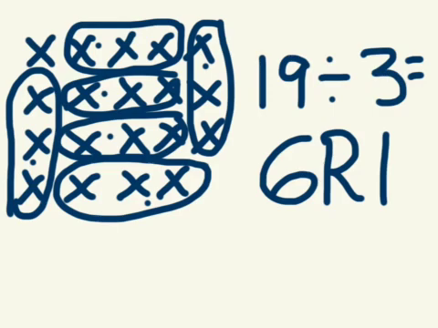Remember that if you can make another group of, say, 3 in this case, then you should make another group. You shouldn't leave that as a remainder. So for 19 divided by 3, I would never have a remainder of 3 or a remainder of 4 because I could always make another group of 3. So, are you ready for some practice questions?